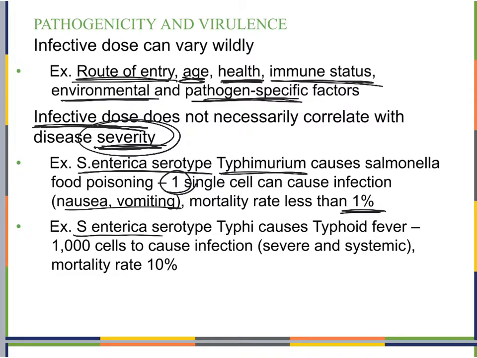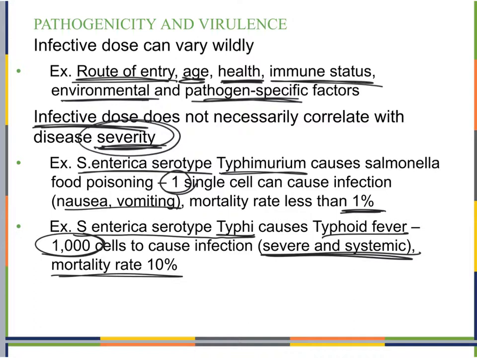On the other hand, S. enterica serotype typhi causes typhoid fever. And in this case, it takes at least 1,000 cells to cause infection. So our median infectious dose here is 1,000 cells, which is quite a few cells. But in this case, it's a severe and systemic infection, and the mortality rate is increased there up to 10%. So it takes a whole lot more to cause that disease, but that disease is much more severe in this case.